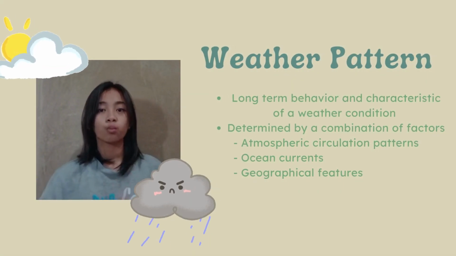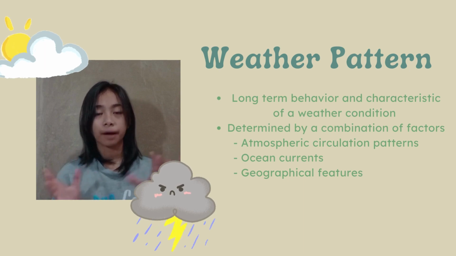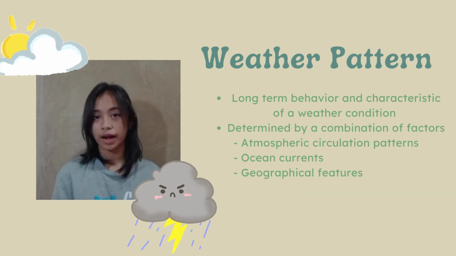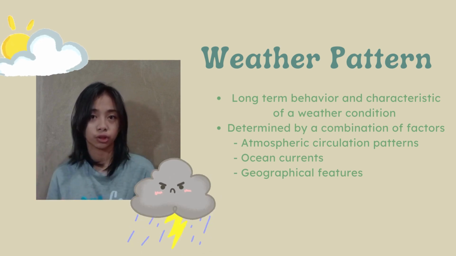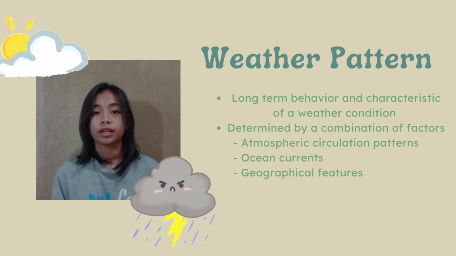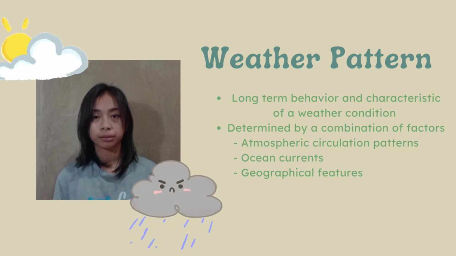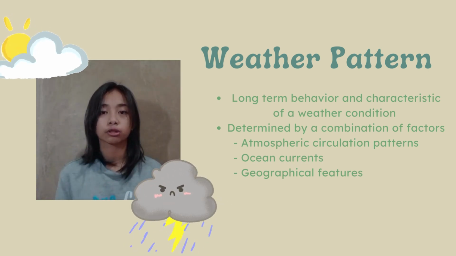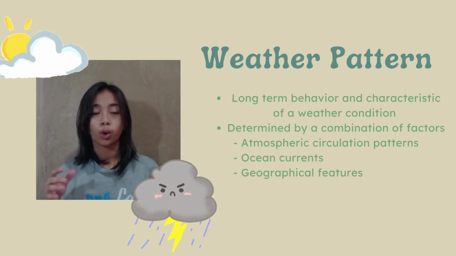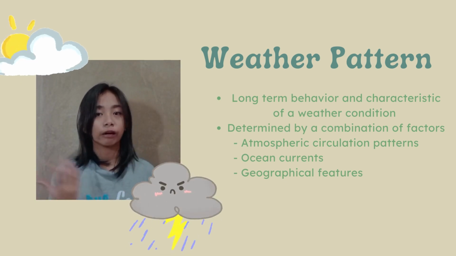So what is a weather pattern? A weather pattern is a long-term behavior and characteristics of a weather condition in a particular region or across the globe. These weather patterns are determined by a combination of factors including atmospheric circulation patterns, ocean currents, and geographical features.